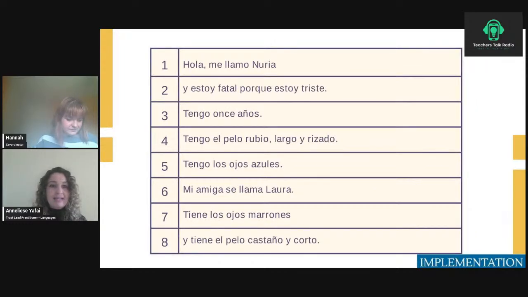That same text can then be broken into 8 sentences, and it can become speed talking. The students have 10 seconds, 20 seconds, and they have to see how far they can get down.